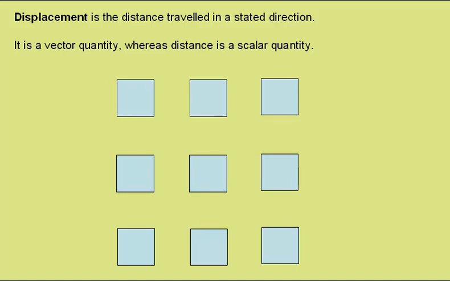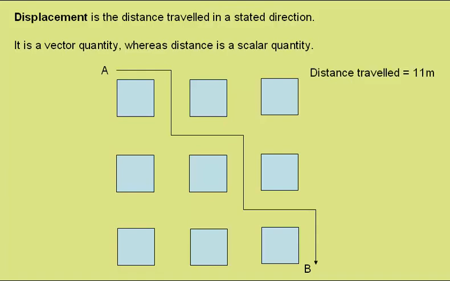Let's look at an example. We want to travel from A to B. The blue squares are in the way, so we'd have to travel something like this. This could be a distance of maybe 11 meters. Our displacement would follow this arrow, and we have a displacement of 7 meters southeast.